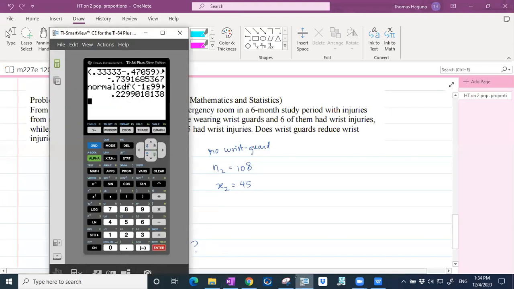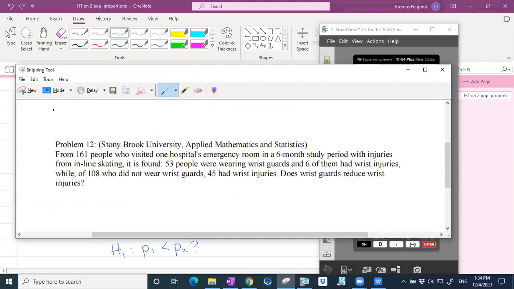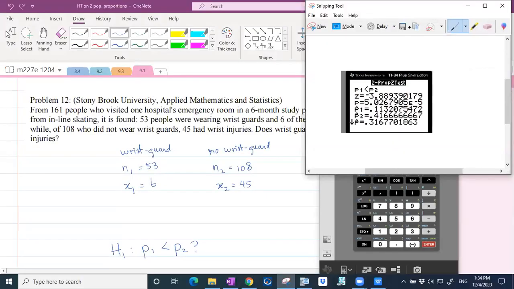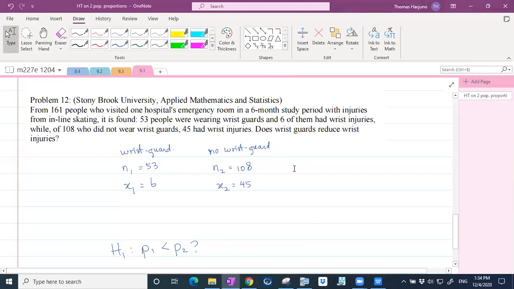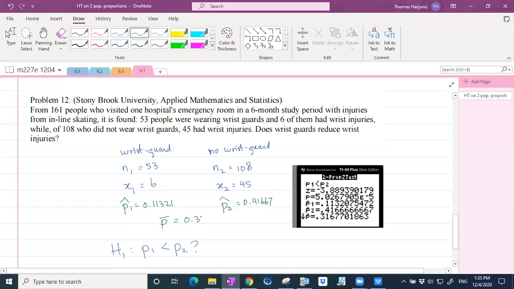Right, now let's get all those numbers. I go to stats, test, 2 proportion Z test, then x1 is 6, n1 is 53, x2 is 45, n2 is 108. And we want to test if p1 less than p2, calculate. So then from there we get, let me use green color, p1 hat will be 0.11321. p2 hat is 0.41667. p bar will be 0.31677.